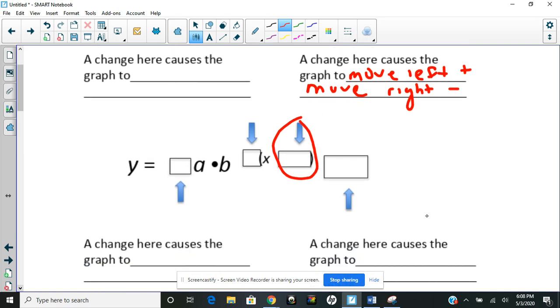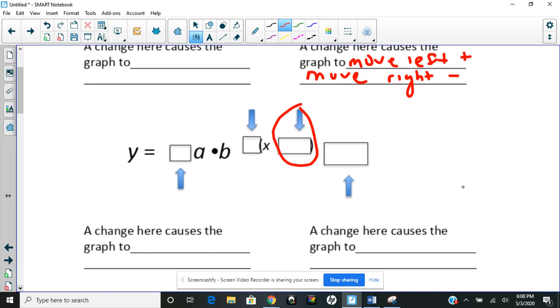The other move that we're talking about in this first video is the moves that happen out here, okay? And those are the changes that cause a graph to move up. And with up and down, up is plus, or down, which is minus. So up and down are what you would think they would be. Up is plus, down is minus. Left and right, left is plus, right is minus.